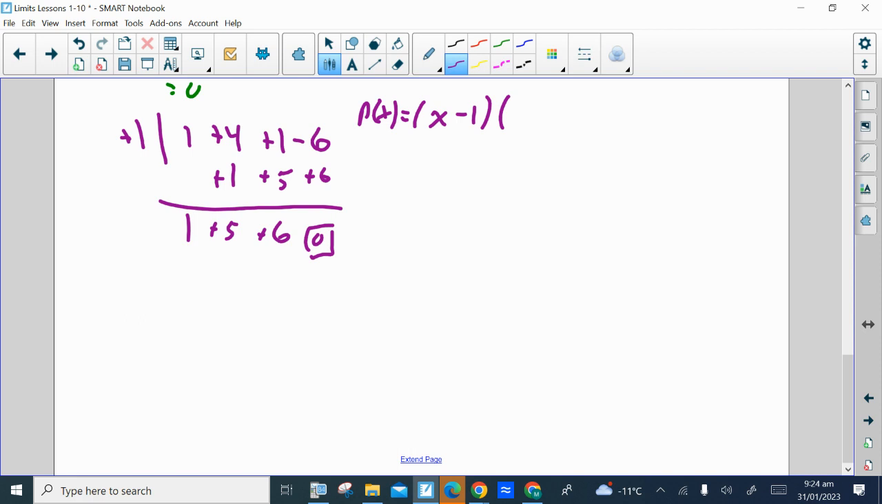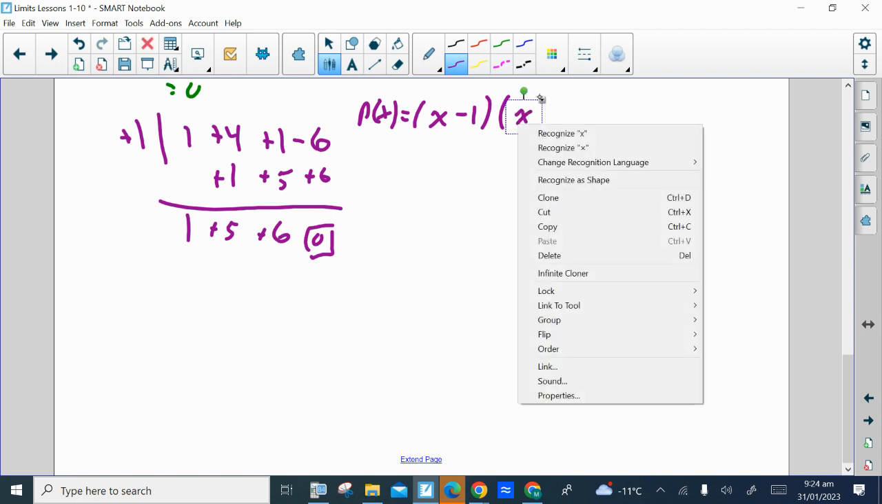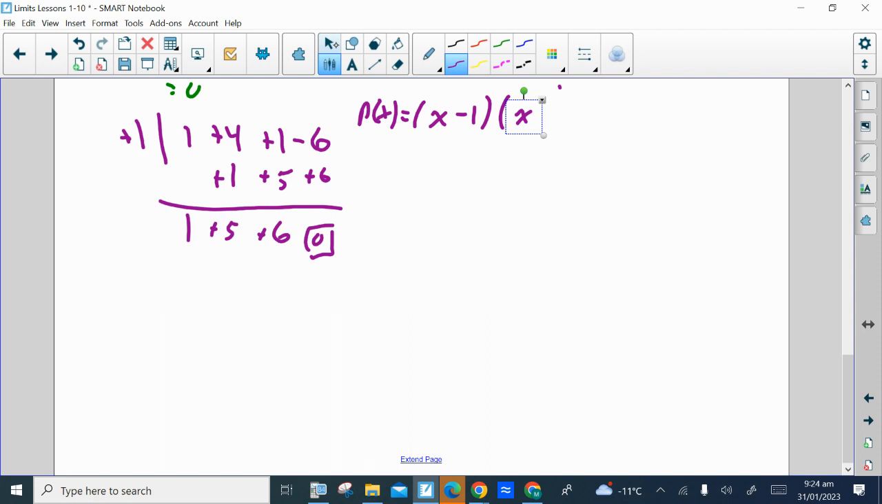We divided a third degree by a first. X cubed divided by x gives us x squared. That's 1x squared plus 5x plus 6, right? And that quadratic can be factored to x plus 2, x plus 3. So there's the complete factors.